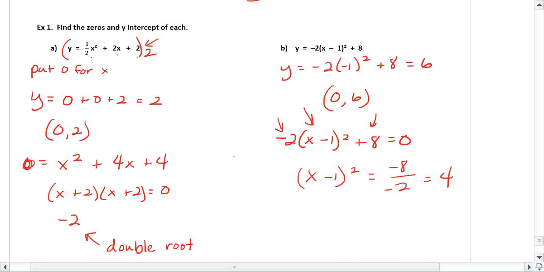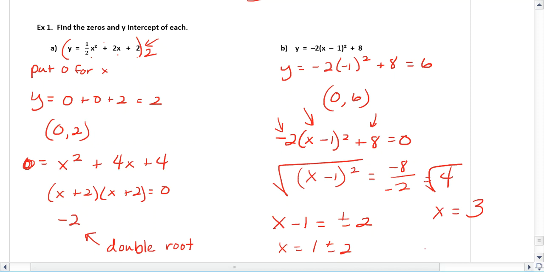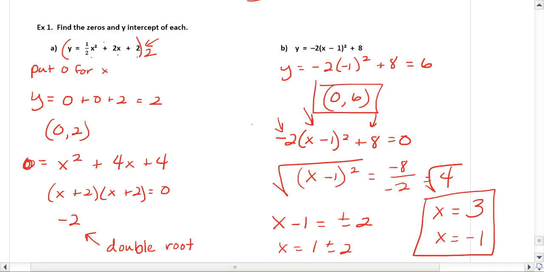And now I'm ready to take the square root of both sides, which leaves x minus 1 equal to plus or minus 2. We always like it when we have a perfect square over here. So then my x is equal to 1 plus or minus 2, so we need to do the plus minus. So x is 3 and x is negative 1. So I have found the two zeros and the y-intercept.